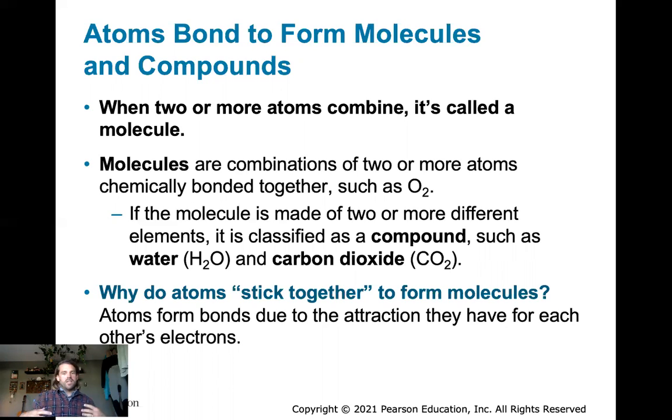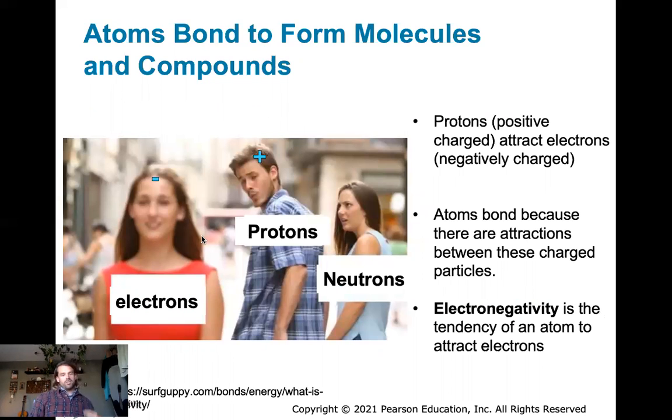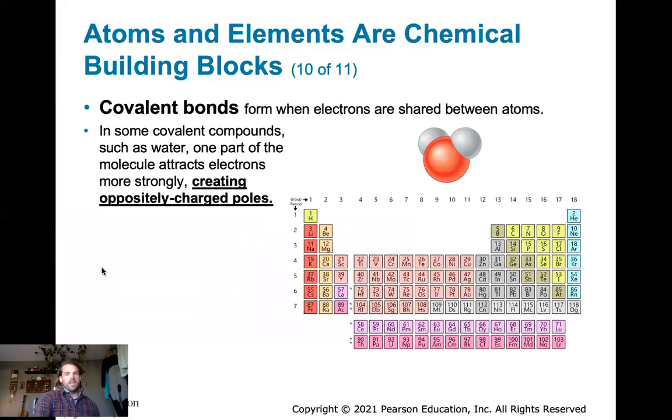And the answer to this is because they have attraction for the charges. Specifically, protons and electrons are attracted to each other. So this is one of the most famous memes out there, but this is perfect, right? Protons are really attracted to electrons and vice versa, whereas neutrons have a neutral charge, okay? So we've kind of gone over this, but the point is that protons have a certain amount of what we call electronegativity, and that's the tendency of an atom in particular to attract electrons. And when they attract electrons, different bonds can be formed. And so we're going to be talking about a couple of different bonds now.